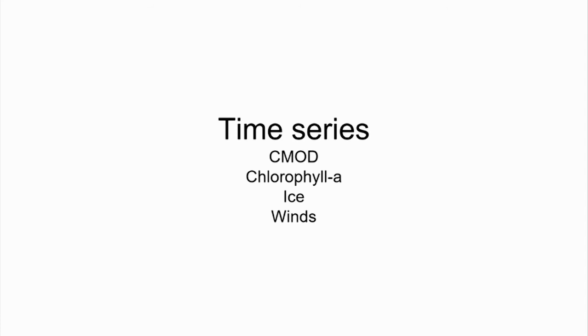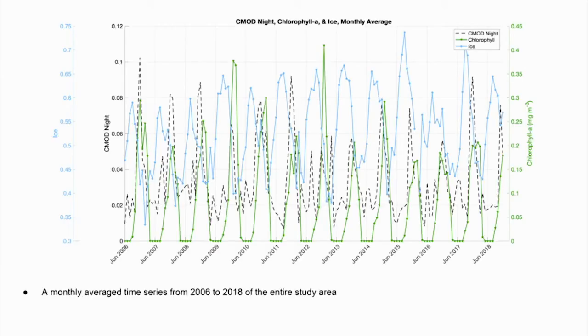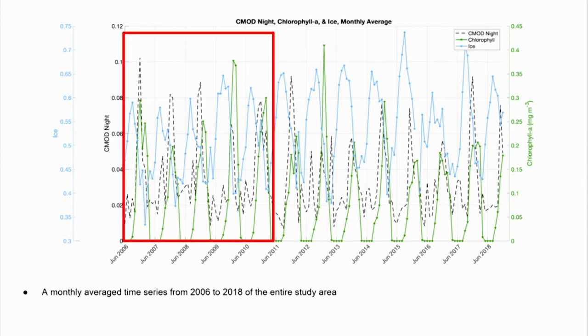A concurrent goal for me was to develop these time series of all of my variables. And this figure is a lot, but I'm going to walk through it and zoom in, so don't worry. So here we have a monthly average time series from 2006 to 2018 of the entire study area. And the black line indicates CMOD, or aerosol amount again. The blue line indicates ice, and the green line indicates chlorophyll A. And what's really interesting is that it did show the same trends year after year. So to visualize this better, I'm going to zoom in on a few years, which are represented by the red box.